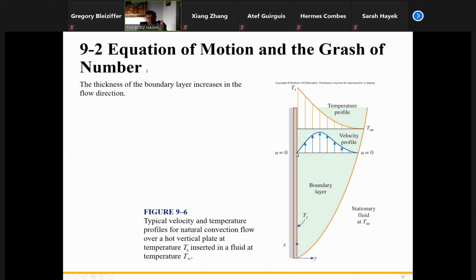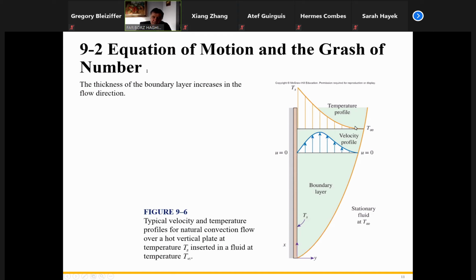Also, we are considering the no-slip condition. The velocity here is 0. Therefore, on the surface of the wall, the velocity is 0. Because of the viscosity, the velocity profile will increase slowly to a certain point and then drop. Why drop? Because as we go further, the temperature difference becomes 0, so there is less buoyancy phenomenon. Therefore, this represents your velocity profile and this represents the temperature profile.